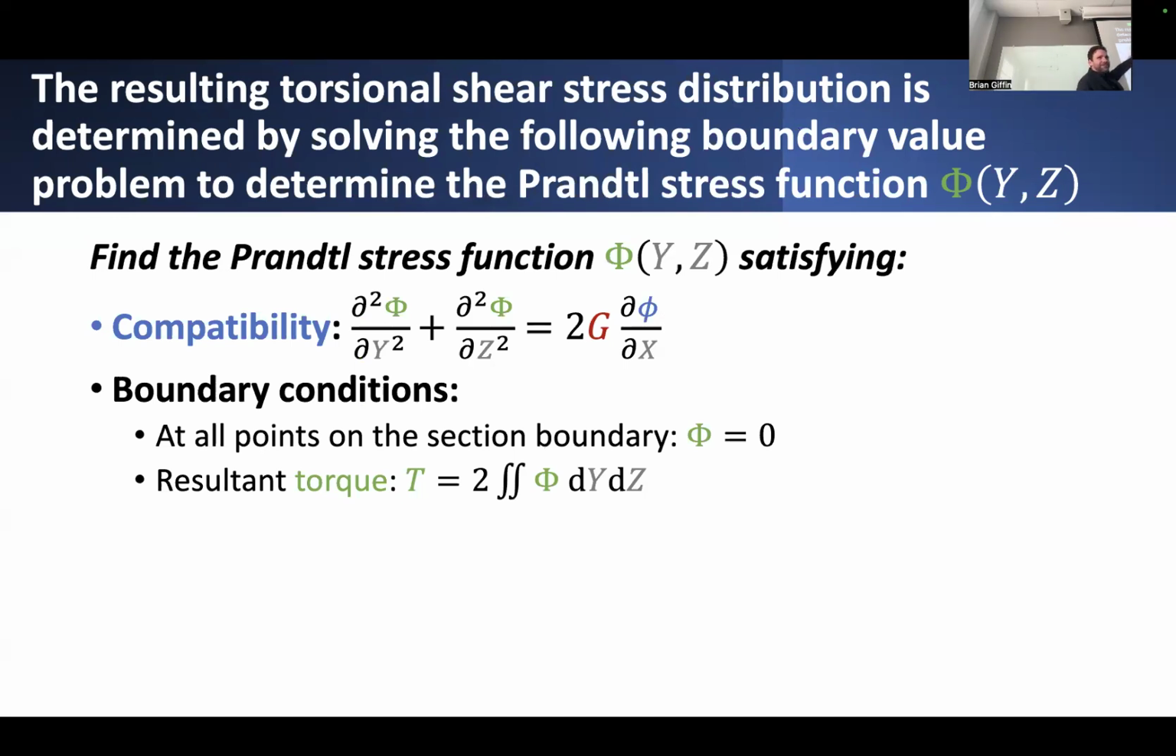We do that by solving for this Prandtl stress function by enforcing the compatibility equation. It has to satisfy this equation, and it has to satisfy these boundary conditions that we've imposed. Both this condition that it has to satisfy the traction-free boundary condition on the exterior surface of the shaft, which is equivalent to saying the Prandtl stress function is equal to 0 along the boundary. And it also has to, in summation, net to something that looks like the net torque being equivalent to the overall integral of the Prandtl stress function integrated over the cross section.